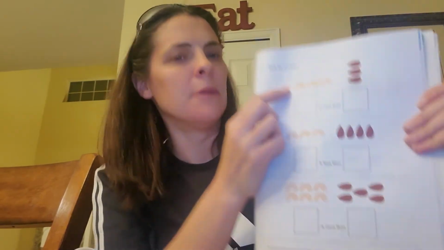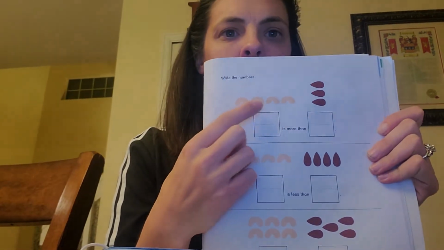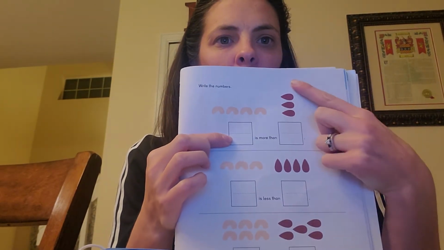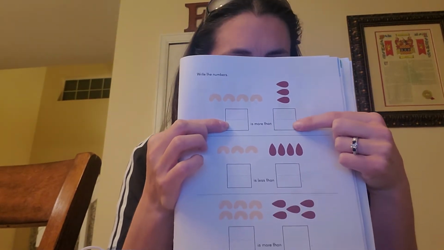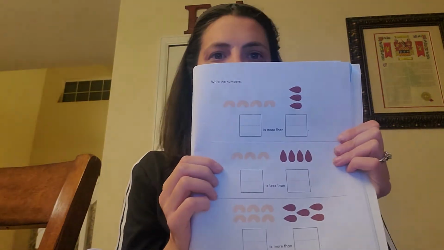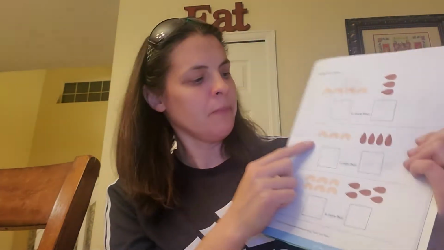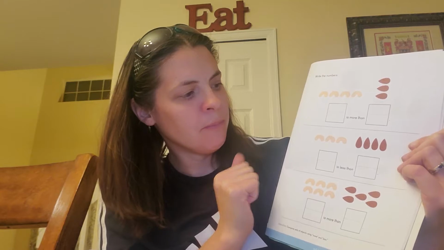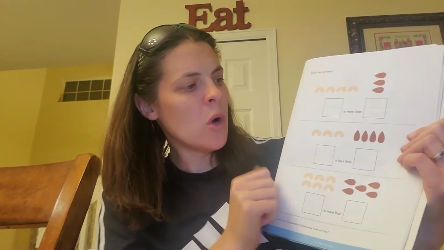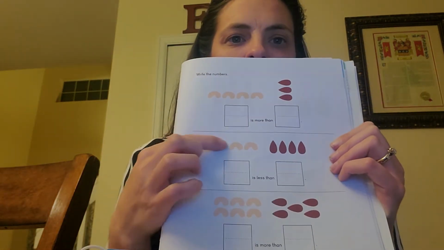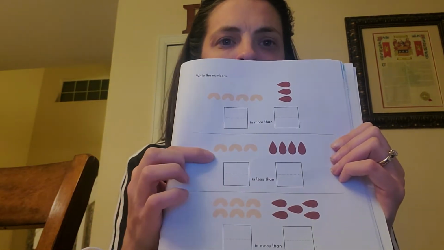Alright, guys. Ready? 1, 2, 3, 4. Write your 4. 1, 2, 3. Write your 3. 4 is more than 3. Okay. Down here. 1, 2, 3. Write your 3. 1, 2, 3, 4. Write your 4. This is saying 3, because we have 3 of them, is less than 4.